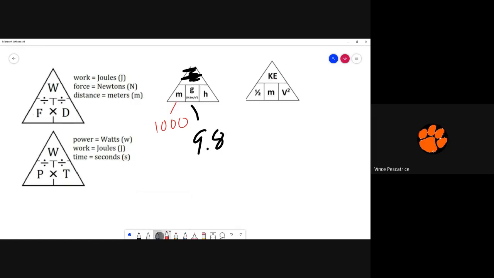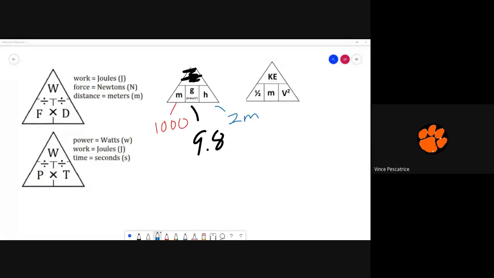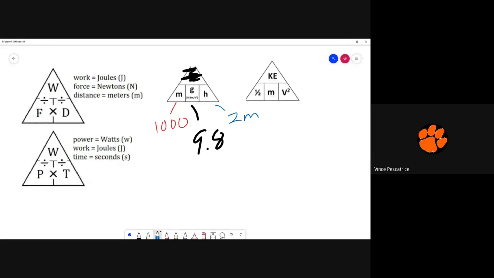And then the height was 2 meters. So there's our information from the problem. So 1,000 times 9.8 times 2. All right, so you might need a calculator for that one.